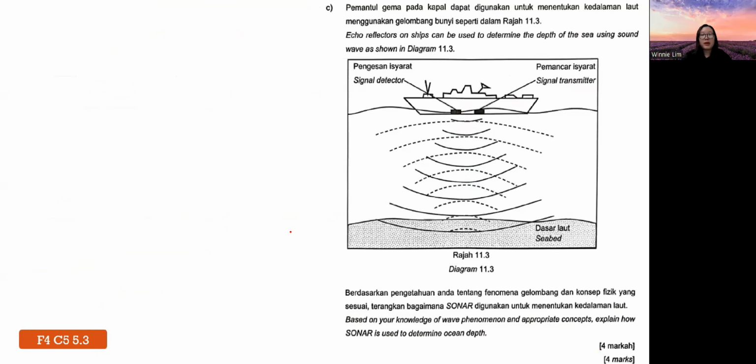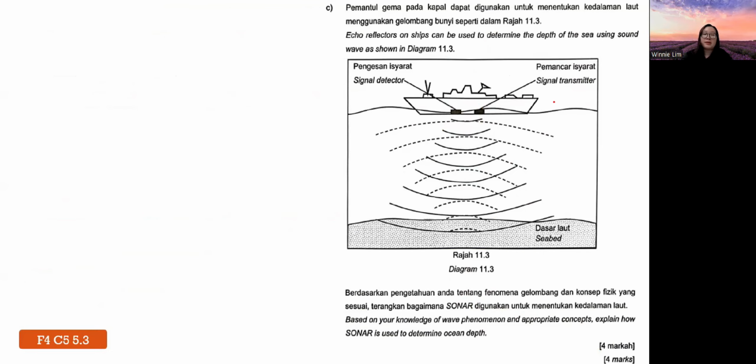Now, proceeding, we have the applications idea. This is an application of ultrasound. An echo reflector on a ship is used to determine the depth. So how does it work? Based on your knowledge of wave phenomenon and appropriate concept, explain how sonar is used to determine the ocean depth.